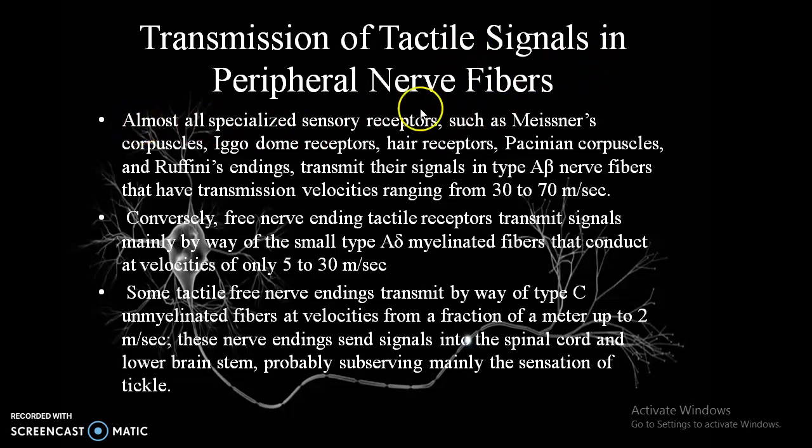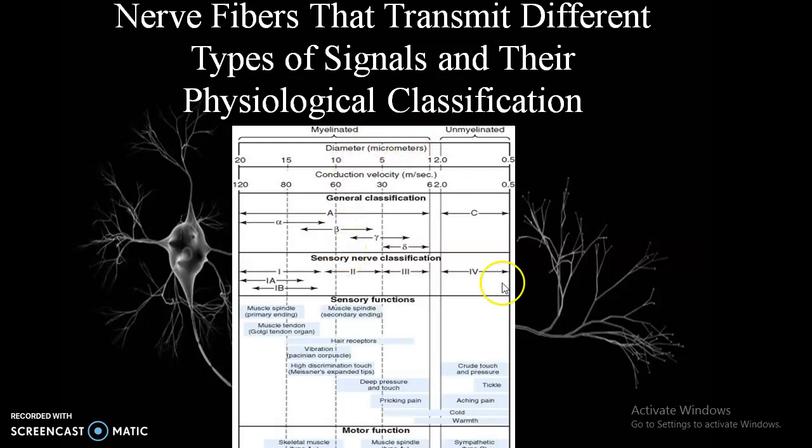This information plays a very important role right now, because you need to remember all those things to understand the upcoming slides. Almost all the specialized sensory receptors, such as Meissner's corpuscles, Pacinian corpuscles, Ruffini's endings, etc., transmit their signals in the A beta nerve fiber, which has a transmission velocity ranging from 30 to 70 meters per second.